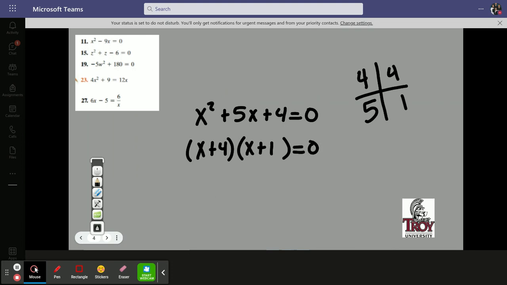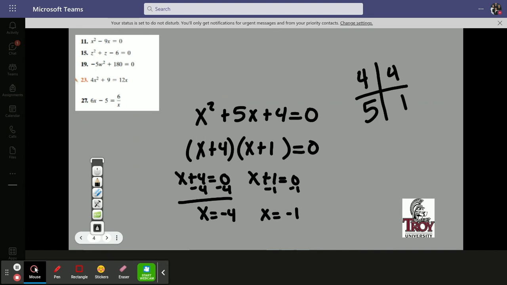And what's that last step? Because I'm not done. So x plus 4 equals 0, and x plus 1 equals 0. Subtracting that 4, x equals -4. Subtracting that 1, x equals -1. So that's my solution set, -4, -1.